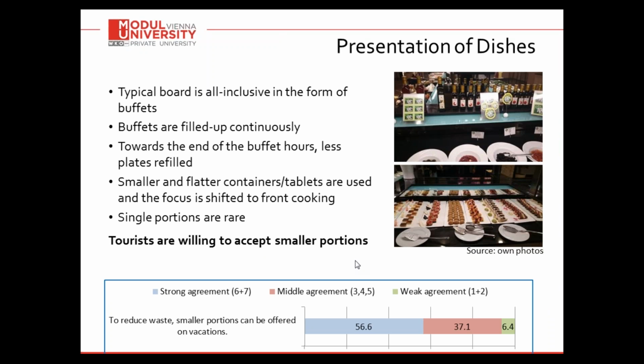So the presentation of dishes has a strong impact on whether the guest will like the sustainable menu if you create one. Furthermore, a good food presentation also helps to reduce waste and leftovers and subsequently also reduce the costs. In holiday resorts, the typical board, as I've said earlier, is all-inclusive in the form of buffets, and these buffets are filled up continuously. Although many hotels already have measures in place to reduce food waste, like towards the end of the buffet hours, fewer plates are refilled or smaller flatter containers or tablets are used, and the focus is shifted to front cooking. Some hotels also reduce portion and plate size at the buffets. Also, single portions are still very rare.